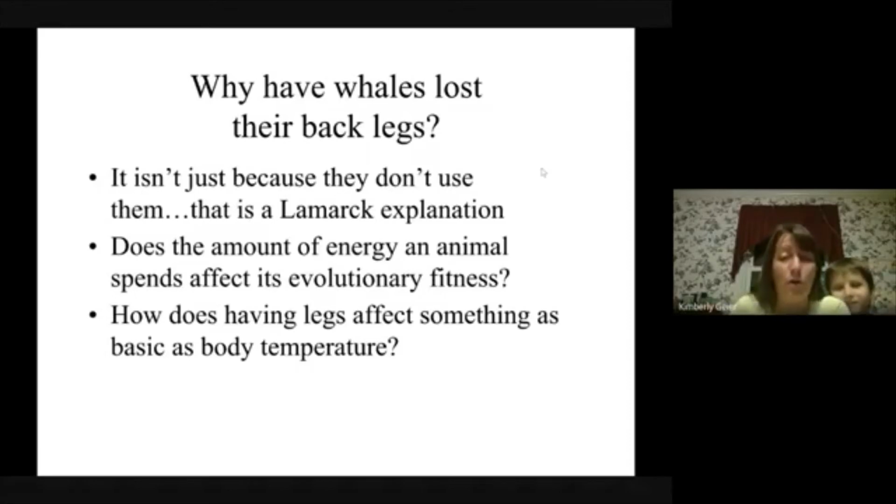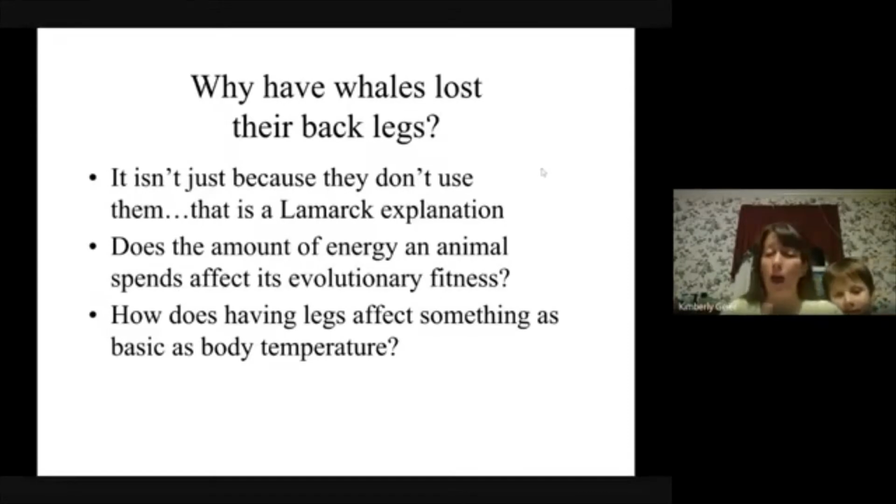Do you all remember Lamarck? So Lamarck was one of the other scientists that lived about the time of Darwin, actually a little earlier than Darwin. And Lamarck said that organisms acquire characteristics. So if they use a characteristic, then it gets bigger, and if they don't use it, then it goes away. But that did not have data to back it up because they aren't inheriting those traits.